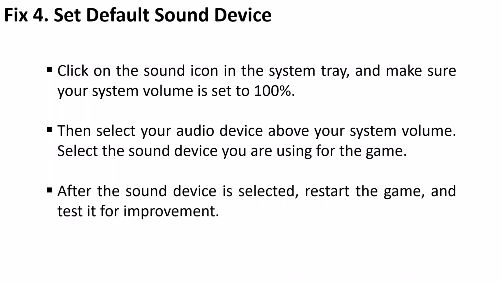Fix 4, set default sound device. Click on the sound icon in the system tray and make sure your system volume is set to 100%. Then select your audio device above your system volume. Select the sound device you are using for the game. After the sound device is selected, restart the game and then test it for the improvement.